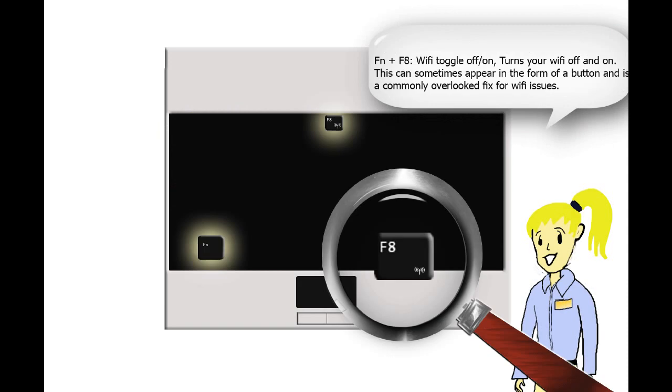Function plus F8, Wi-Fi toggle off-on. Turns your Wi-Fi off and on. This can sometimes appear in the form of a button and is a commonly overlooked fix for Wi-Fi issues.